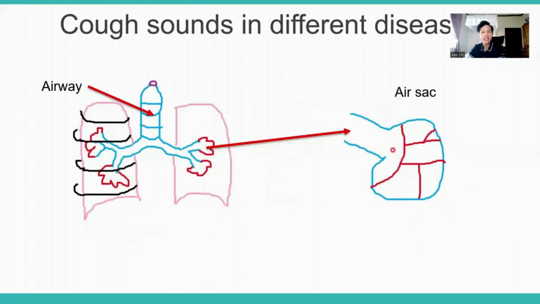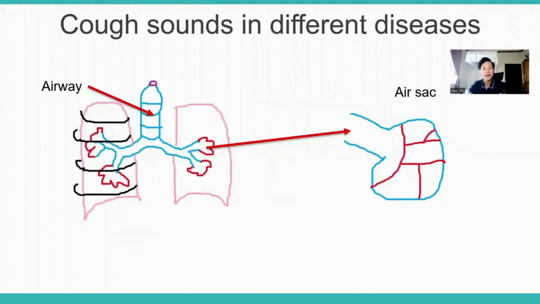Now, the cough sounds in different diseases. Remember that the lung has two main parts, the airway and the air sacs. So it leads to four main problems. For the airways, we have a narrowed and a widened airway. For the air sacs, we have a stiff lung and a fluid-filled lung.